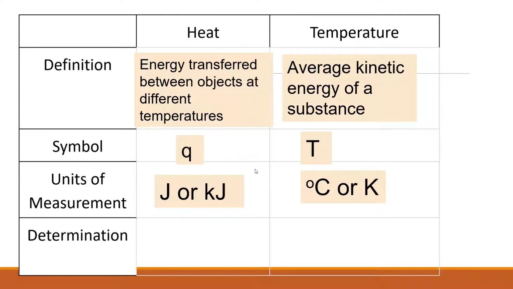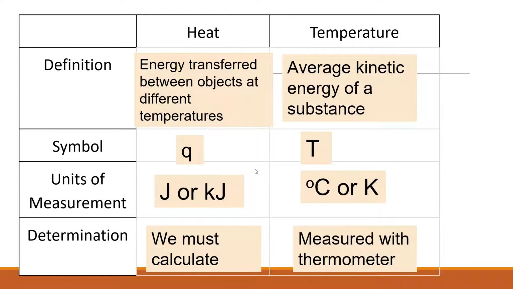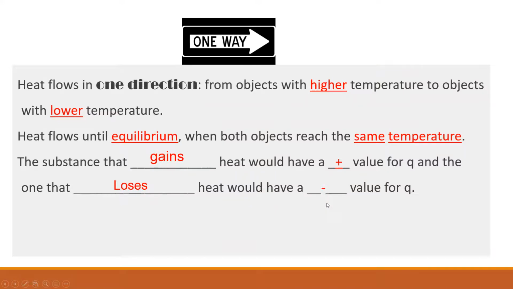You know this. To measure heat, you have to calculate it. Temperature, you read the thermometer. Okay, so heat and temperature are not the same thing. That's the point of this. Heat is a measure of the energy something has, hence joules. Temperature is just a measure of how fast things are moving, hence Kelvin.